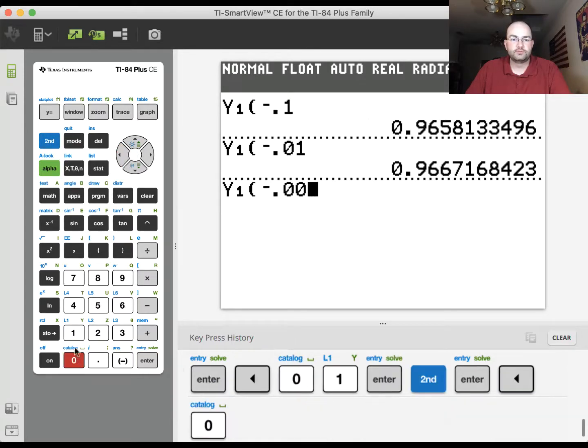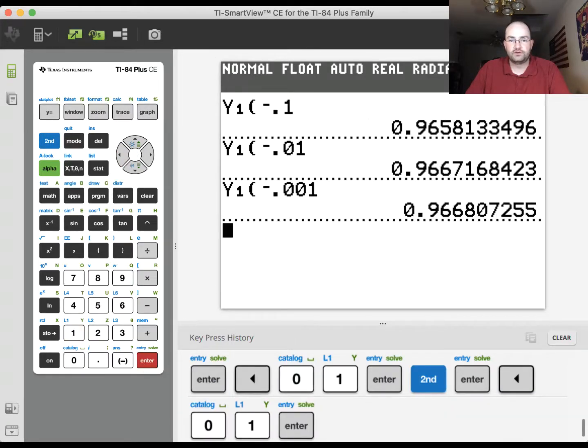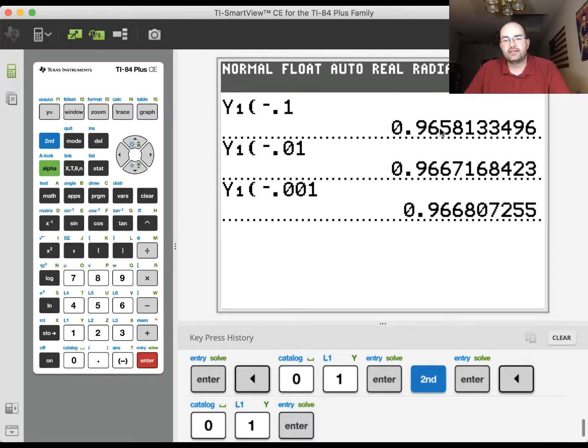This time we're going to do negative 0.001. So it gives me 0.966807255. Okay, good. Now notice what's happening here is that every time I add in a 0, there's another decimal that is the same as the one previously. And that's going to keep happening.